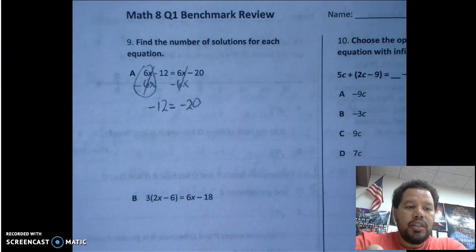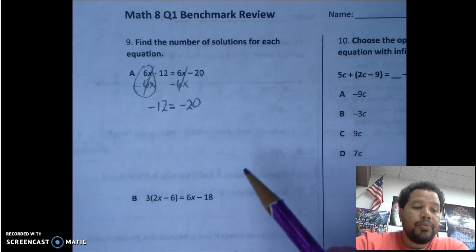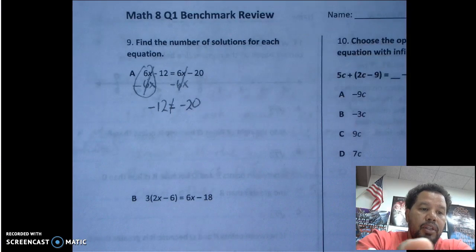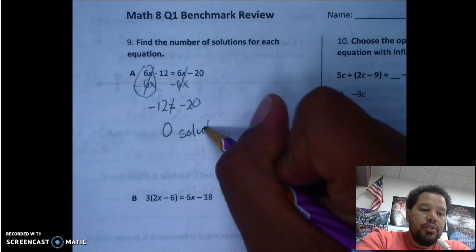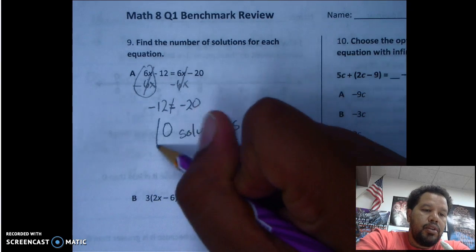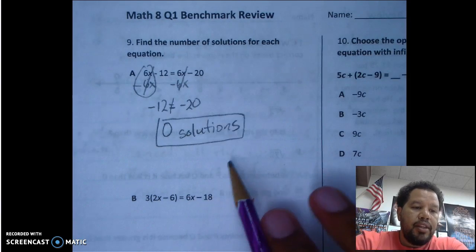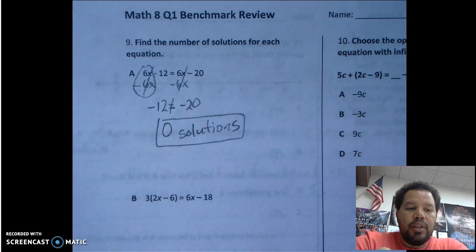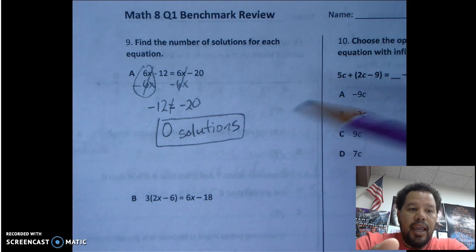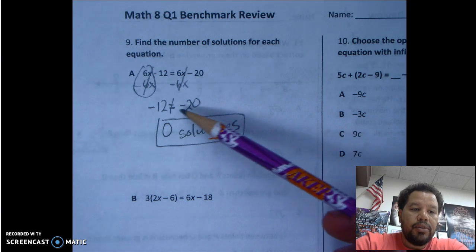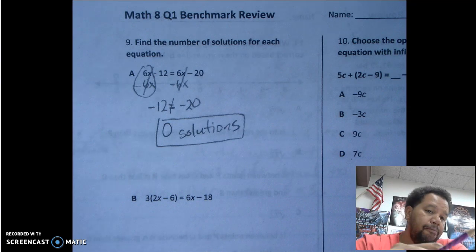So which situation is that? Yeah, that's when they don't equal each other. So the number of solutions here is 0 solutions. Okay, that's our answer, and this is our proof. We ended up with -12 equals -20, which is false. What they're asking you to do for the next 3 is solve for x and see how many solutions are going to come out. So there you go.